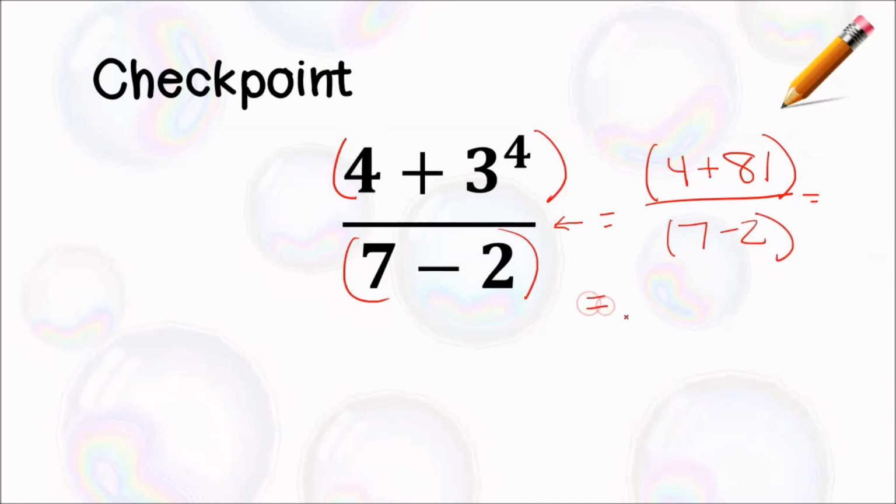Now let's add the top. 4 plus 81, well that's 85. And then 7 minus 2, that's 5. So I took care of addition and subtraction at the same time, because I can do that, right? 85 divided by 5, well, that's 17. So my answer has to be 17.